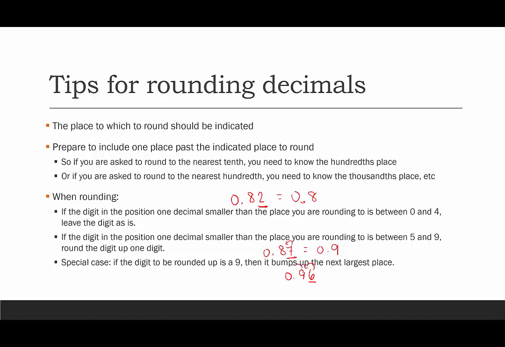So that would then go into the units place, giving us 1.0. So what we would be saying is that the tenth that 96 hundredths is closest to is actually 1.0 tenths, or 1 whole 0.0. So kind of crazy how that happens, but that's the special case if we do have a 9 in that particular position.